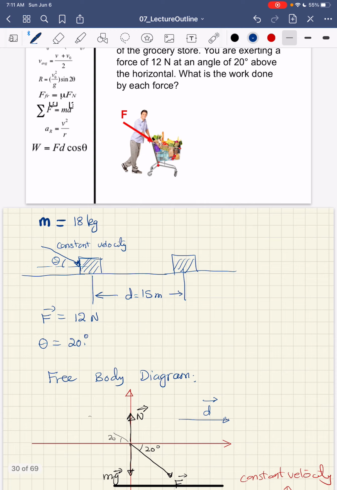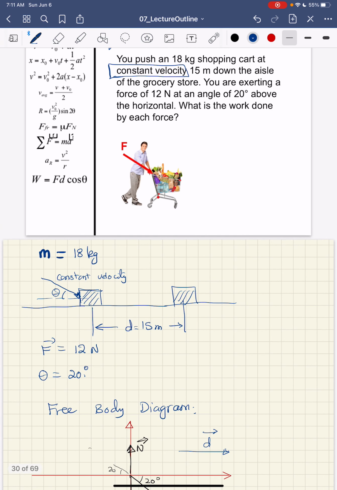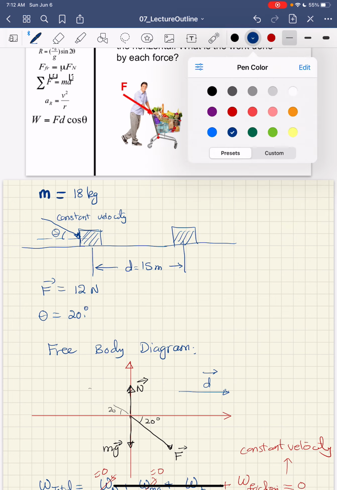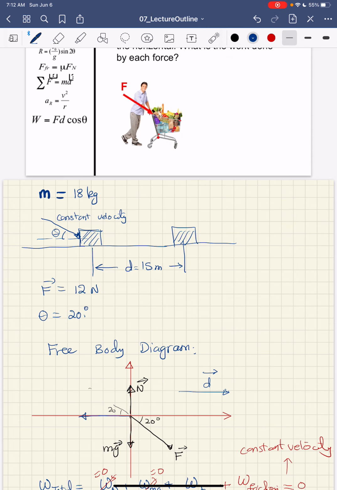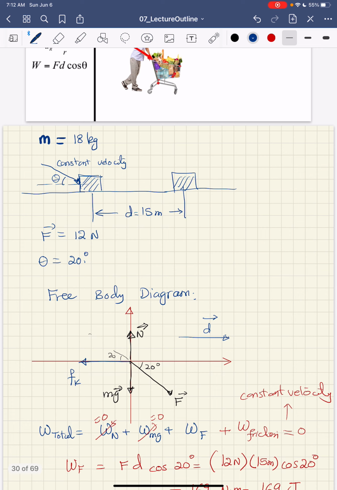Now, since I am talking about constant velocity motion, I know that I should also have a force of friction, which was maybe not mentioned. Then I will draw the free body diagram. I have the normal force, I have mg, I have the applied force, and I have the force of friction.